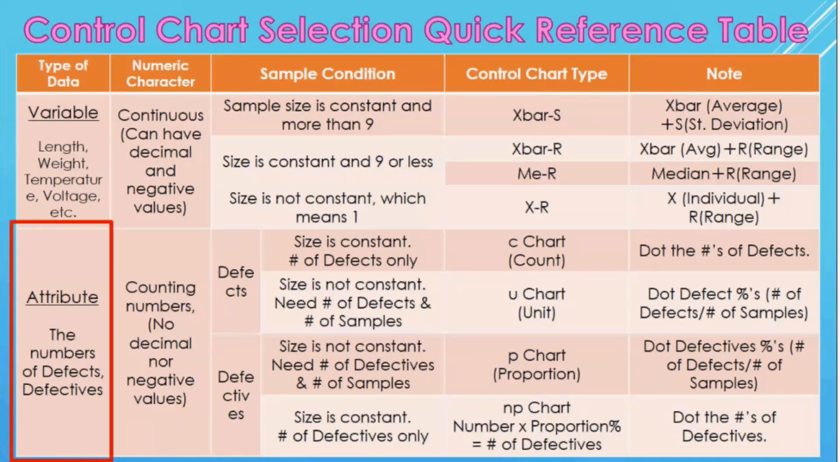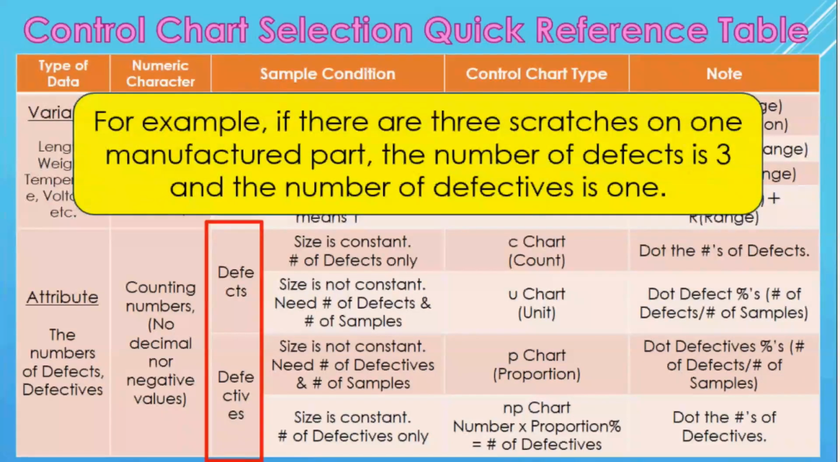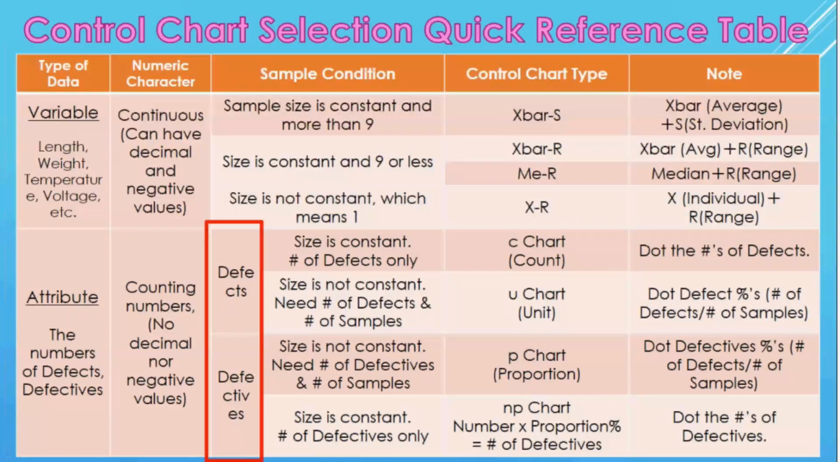We usually count the number of defects or defectives. Since this is counting numbers, it cannot have decimal numbers or negative values, and the control chart to be used depends on whether you are targeting defects or defectives. What's the difference between the two? For example, if there are 3 scratches on one manufactured part, the number of defects is 3 and the number of defectives is 1. The next checkpoint is the sample condition.